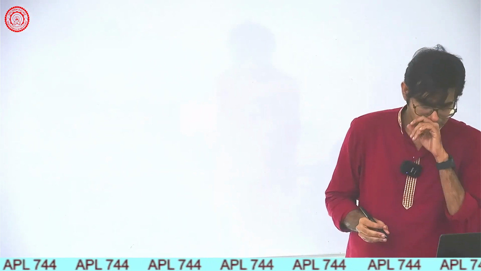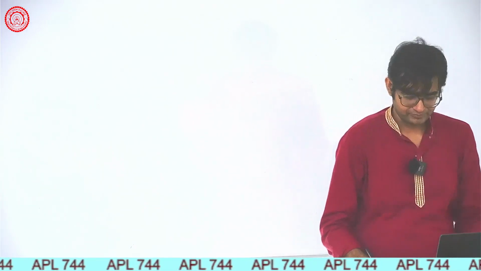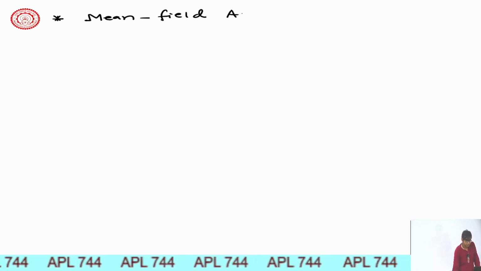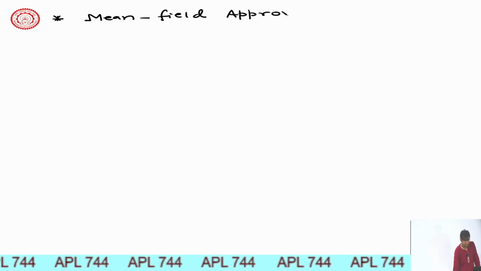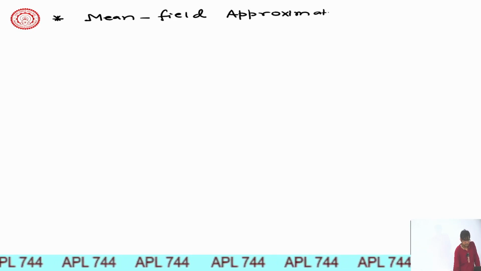So now, with this setup, let us talk about one of the methods, which is the mean field method, or mean field approximation. Okay.